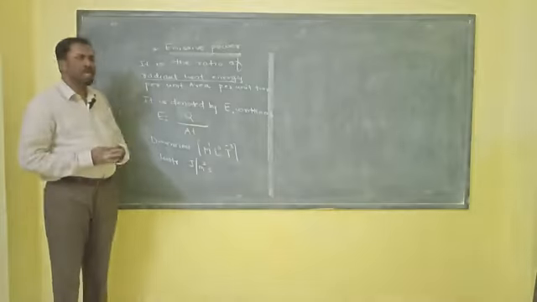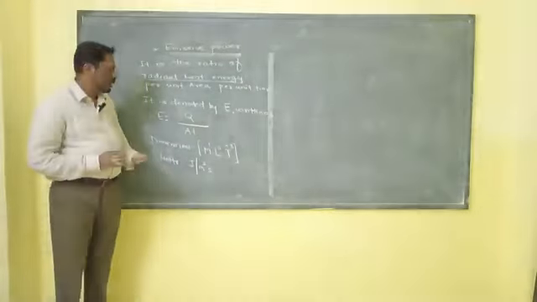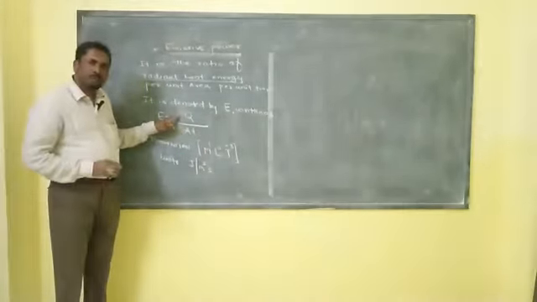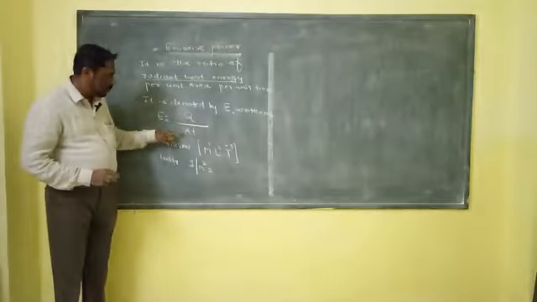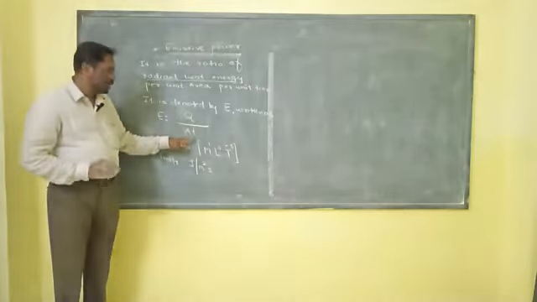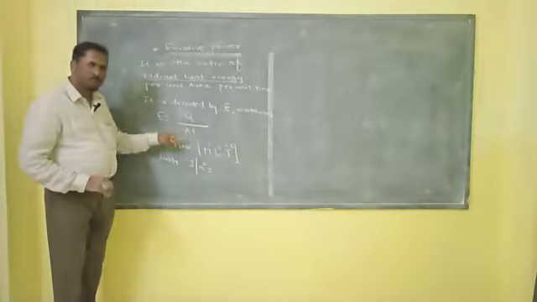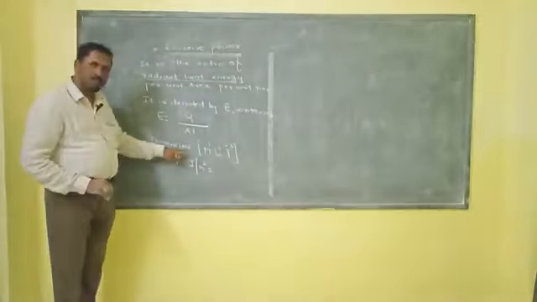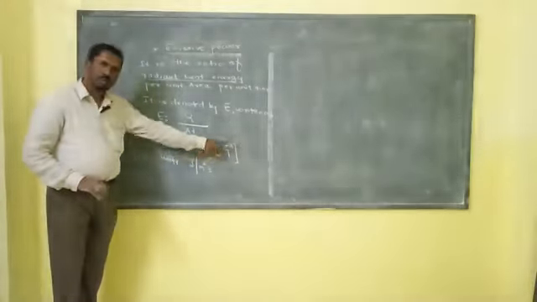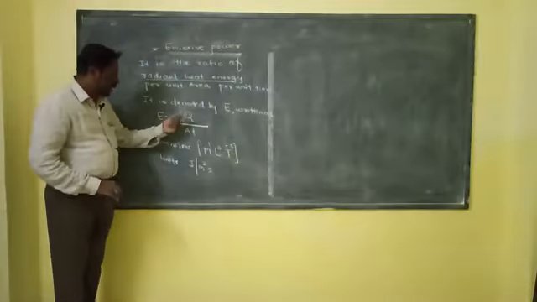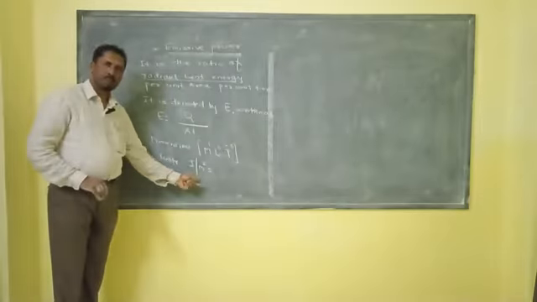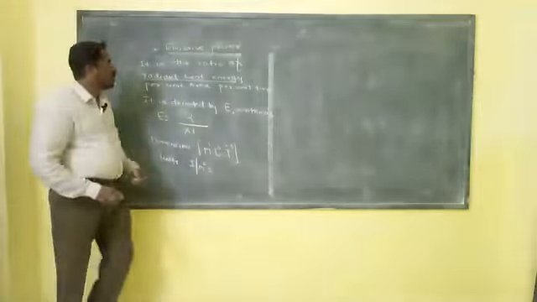So what do we understand by emissive power? Emissive power is the ratio of the amount of radiant heat energy per unit area per unit time, denoted by the factor E, mathematically written as E is equal to Q by AT. It has the dimensions M raised to 1, L raised to 0, T raised to minus 3, and it is measured in joule per meter square second.